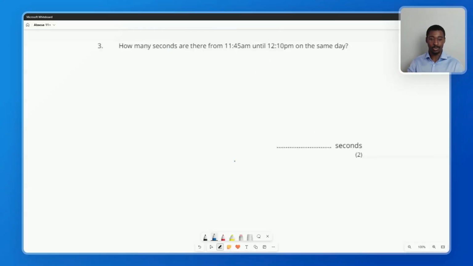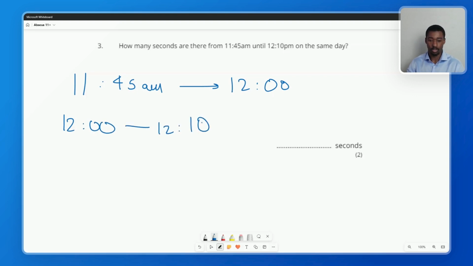Okay, so for this next question, how many seconds are there from 11:45 a.m. until 12:10 p.m. on the same day? So first, let's work out the number of minutes between these two times. And then once we know the minutes, we simply convert it into seconds. So this question shouldn't be too hard, but we have to make sure we're careful and we don't make any silly mistakes. So to go from 11:45 to 12:10, the smartest way is to always break it up into pieces. Don't rush. So you have 11:45, then go to 12 noon, and then go from 12 noon to 12:10.